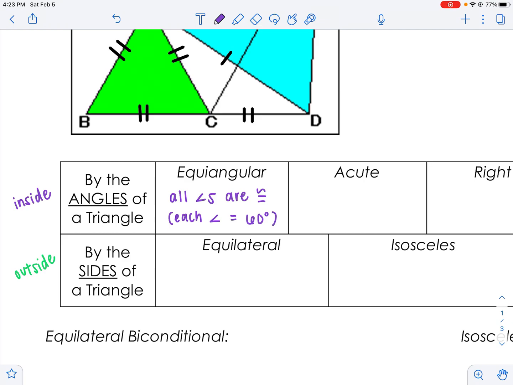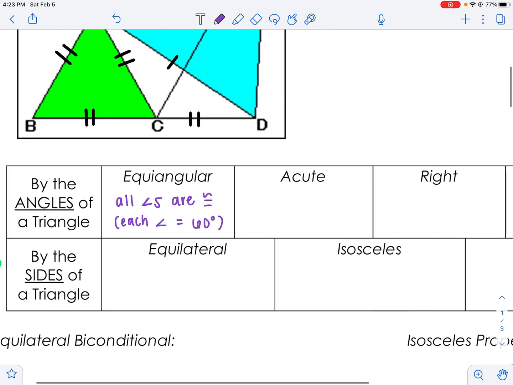Now acute, maybe you remember the word little. Acute is if all the angles are less than 90. So acute is when all three angles are less than, I'm going to be using these symbols, but you can write it out in words if you want to, all angles are less than 90 degrees.